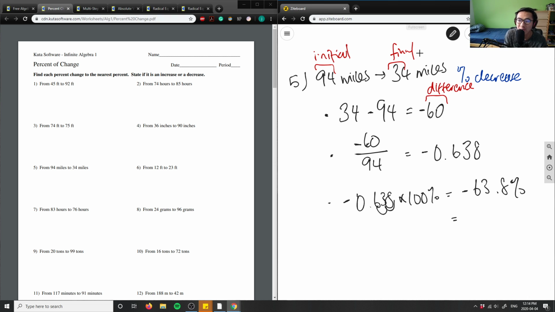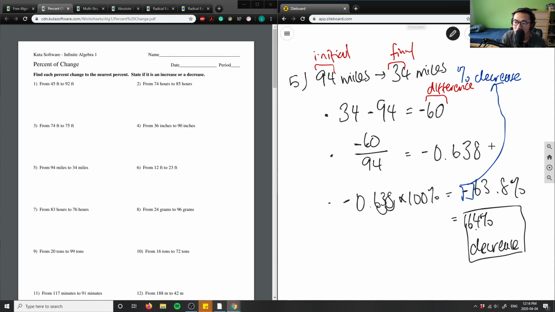In this case, I have a negative percent. This negative just basically states I have a percent decrease, right? So I'm going to translate it into a percent decrease. I'm going to get rid of this negative and replace it with the word decrease. And I'm going to round it to the nearest percent. So in this case, this is 64%, and this would be a decrease. And that's denoted by my negative number. That's going to be my final answer for number 5 here, 64% decrease. Actually, I forgot to put in miles here, so sorry about that. This is miles, just to make my units nice and clear here.